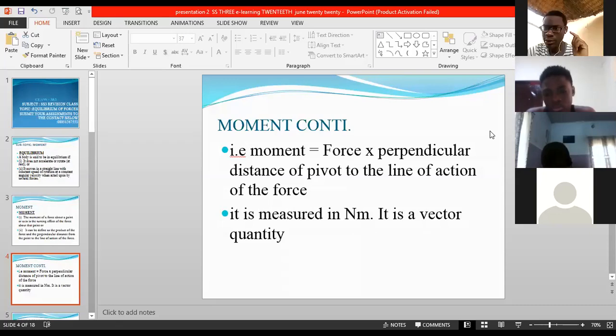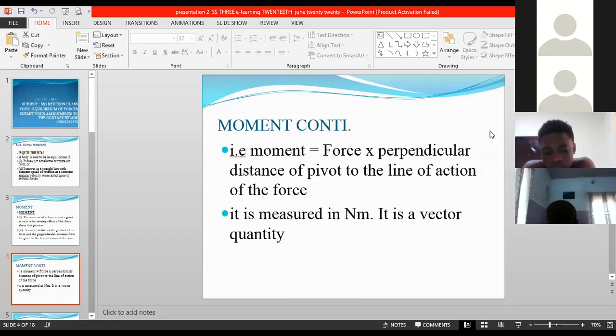Derek, four quantities that have the same unit as moment. Sir, couple. Couple, yes. Number two. I'm listening. Oya, Tayo. Four quantities that have the same unit as moment. They have the same unit. They have the same dimension. Oya.